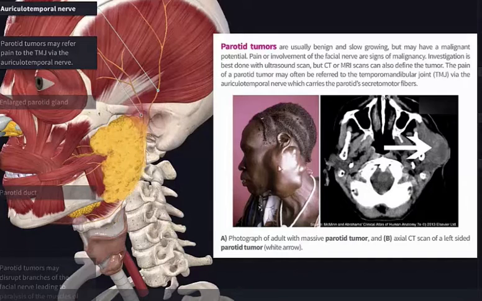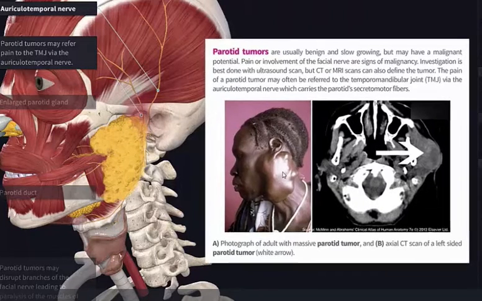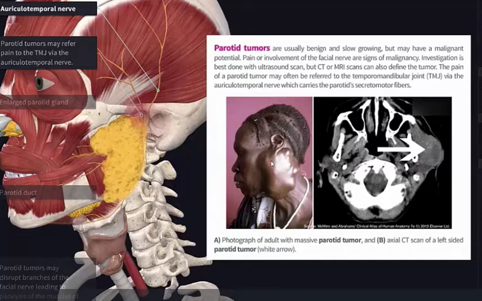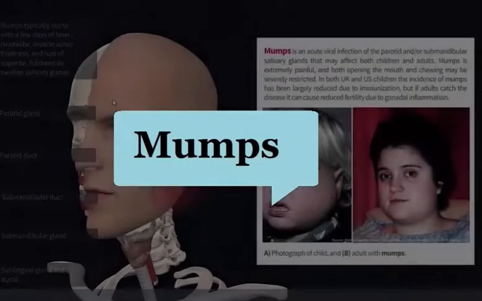Here you see the adult with the parotid tumor. That is a massive tumor here. And here is a CT scan, as you can see where the white arrow is pointing. This is a pretty large parotid tumor as well, prior to surgery, of course.